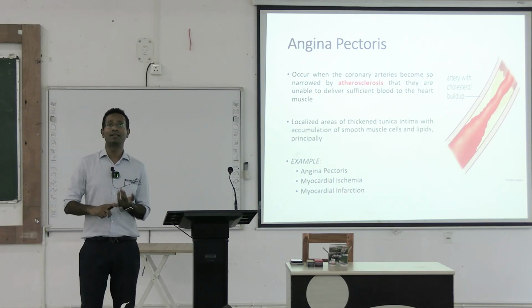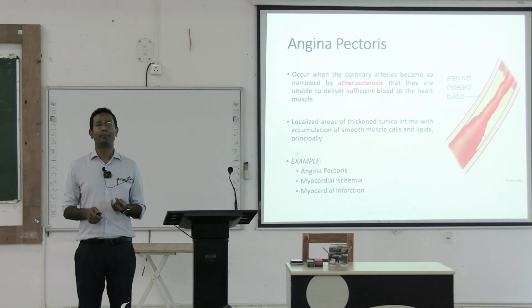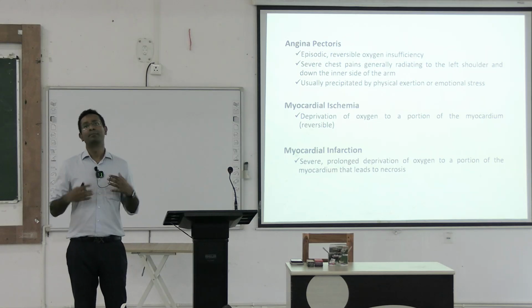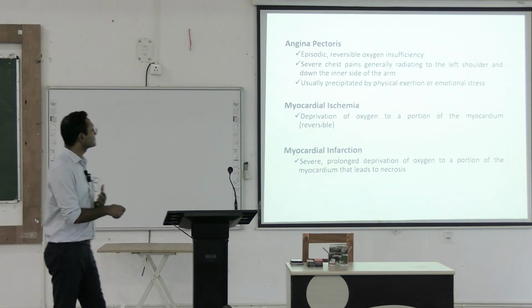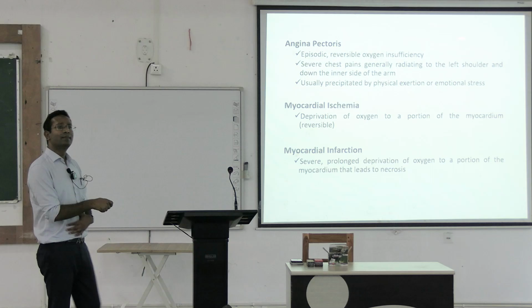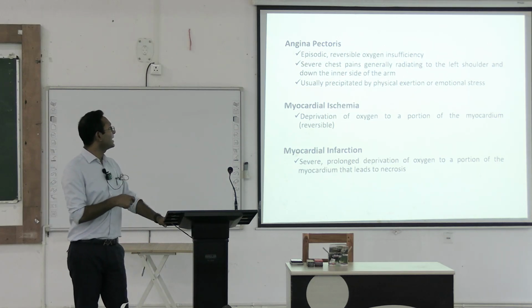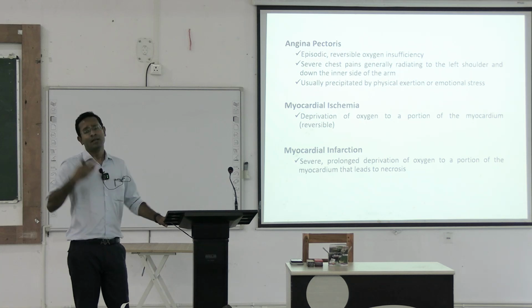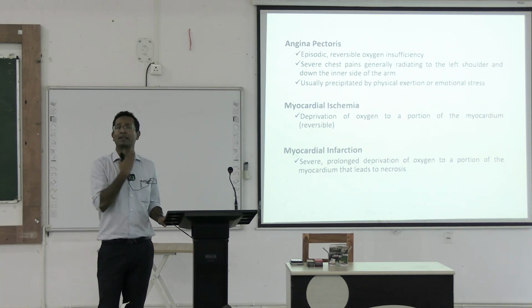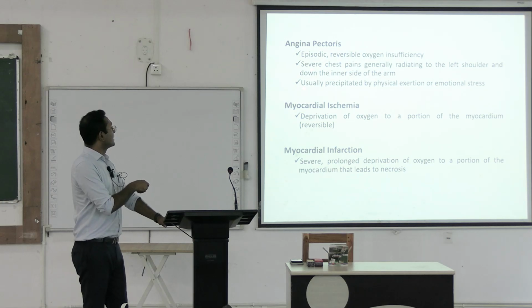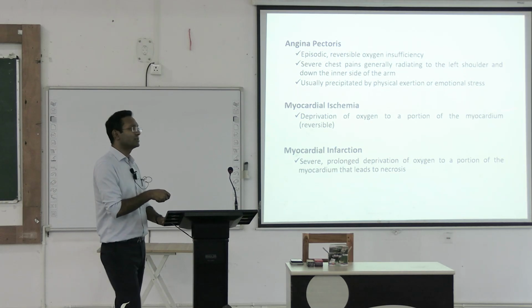What is the difference between these three: angina, myocardial ischemia and myocardial infarction? Okay, we'll see in the next slide. Angina is basically the symptom or the pain. It's episodic reversible oxygen insufficiency. Severe chest pain radiating to the left shoulder and down the inner side of the arm. Sometimes it can refer to the back, the neck, the jaws, etc. So, it's usually precipitated by physical exertion or emotional stress.